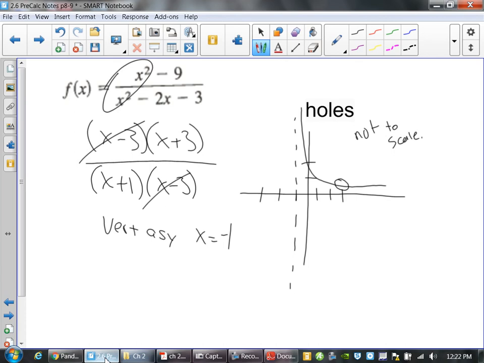Okay. The idea here is if you have a hole, you're just going to draw a hole in it. That's basically what I'm talking about here. You go through the rest of it, you still hit your intercepts.